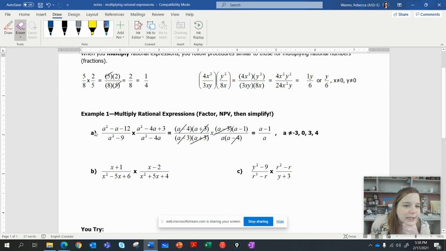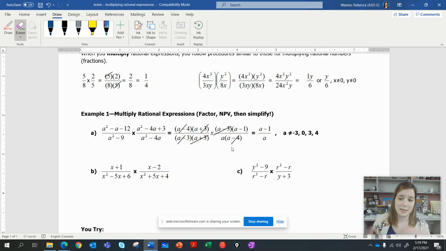The first expression here, again, it's already done for you, so I probably won't take too much time doing this. So a squared minus a minus 12 over a squared minus 9, times a squared minus 4a plus 3 over a squared minus 4a. A squared minus a minus 12 factors by inspection. The two factors are there. A squared minus 9 is the difference of squares, factor there. A squared minus 4a plus 3, another inspection. It's already been factored here. And then a squared minus 4a is actually a greatest common factor, not a difference of squares because of the extra a. So that factors to a times a minus 4.